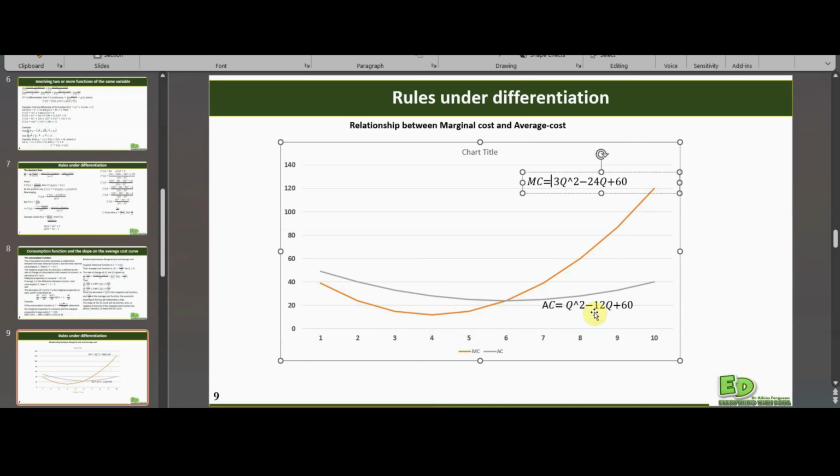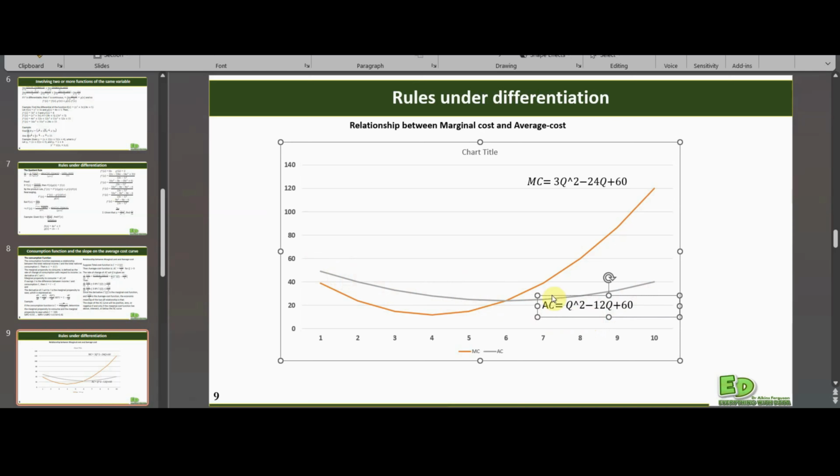Looking at the average cost function too, we would say that the average cost function is q squared minus 12q plus 60. The average cost curve is also the gray curve we have over here on the marginal cost curve, right? This gray curve over here is the average cost curve, right?